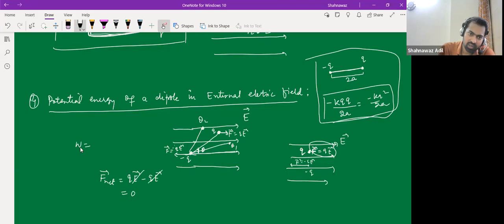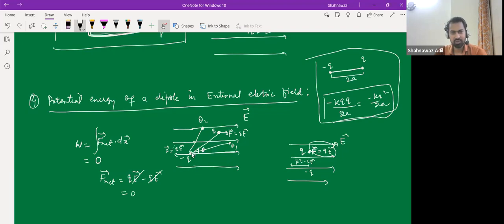So this cancels and F net is 0. So what would be the work done due to this force? Yeah, zero. Work done 0. So for this force, the work done would be 0, right? But we have another force, right?